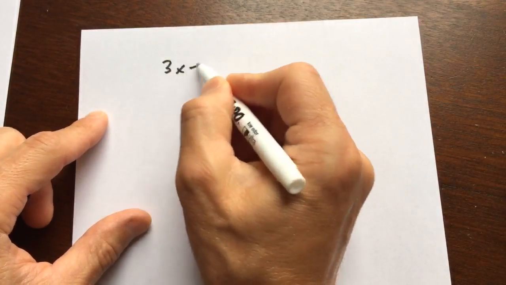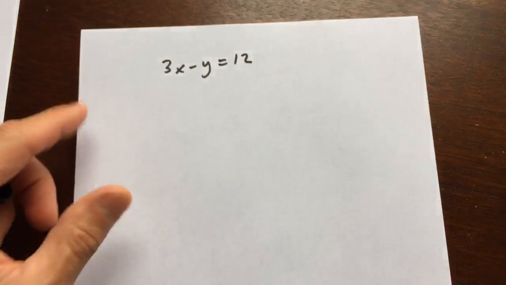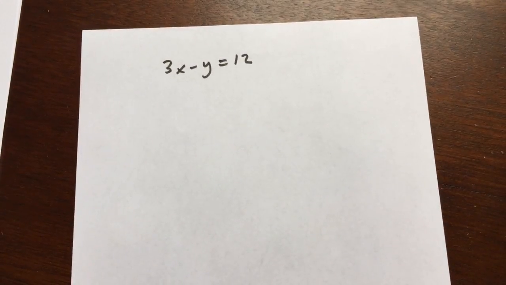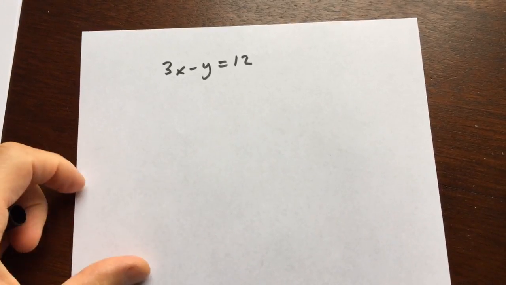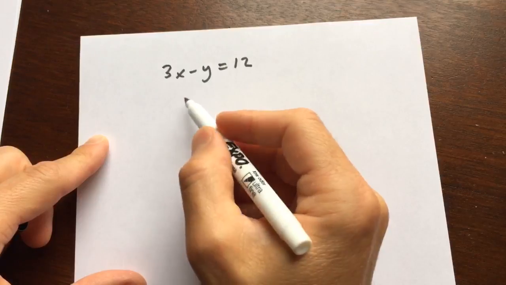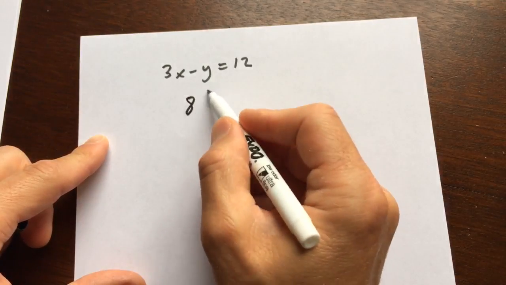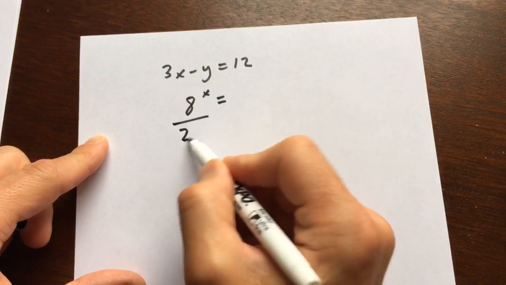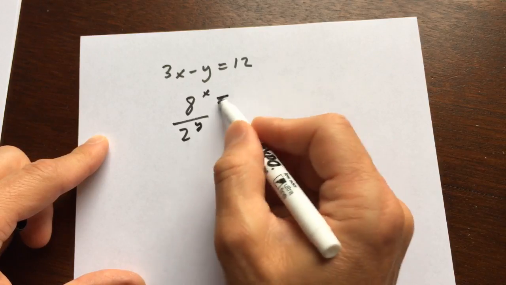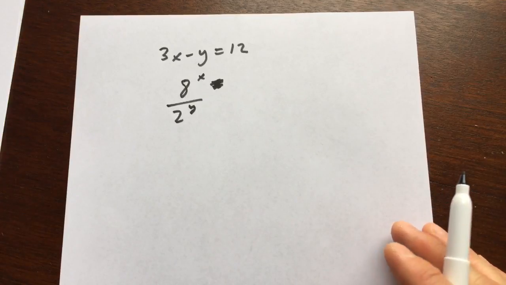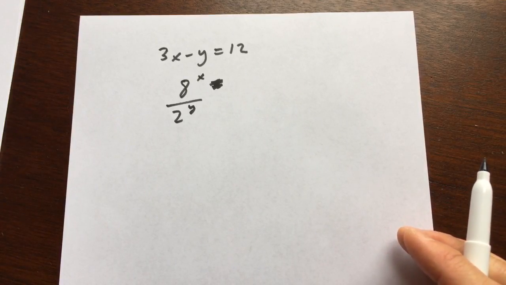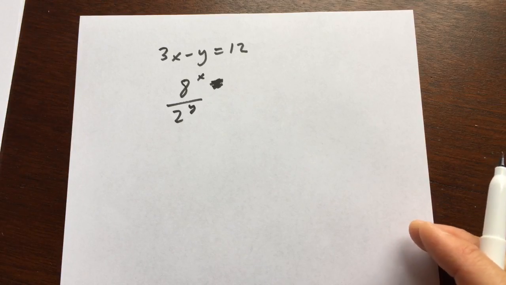Okay, so Jake is asking a question here. We've got 3x minus y equals 12. And then what is 8 to the x power divided by 2 to the y? Oh, okay. Yeah, this is a common question. It sounds like you're pulling this from one of the previous tests. Okay, Bob says 2 to the power of 12.